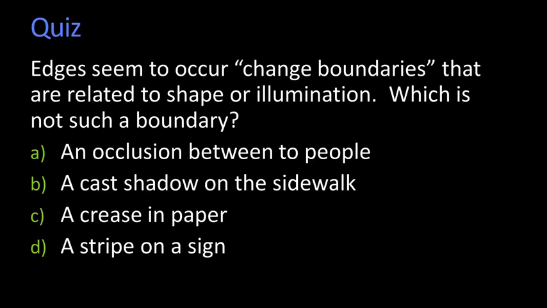Well, as we said before in the picture of that bottle, this last one, a stripe on a sign, that's not actually due to a change in any of the physics of the shape or the illumination. It's actually due to a change in the reflectance function. Okay, and we'll talk about that later when we talk about reflectance functions. But the idea is that it's not part of the nature of the geometry of the shape of the object or of the scene, but of having to do with the reflected texture or reflected color.